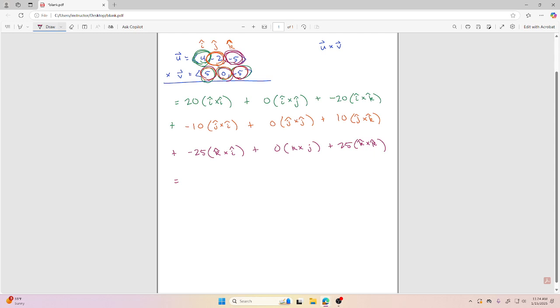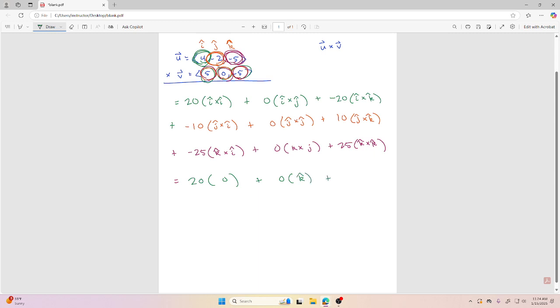Cool. Stage 1 is done. So stage 2, I want to do the letters. Let me go back to the colors. So I got 20 times I cross I, which is a 0. This whole thing's going to go away, but I want to show my notes about what I was doing, 0 times anything, but I still want to do the letters. I cross J is a K, yes.